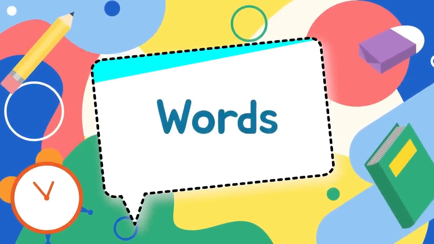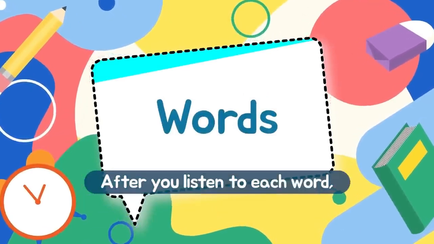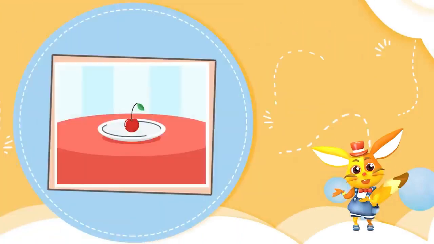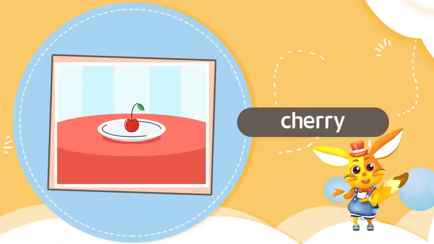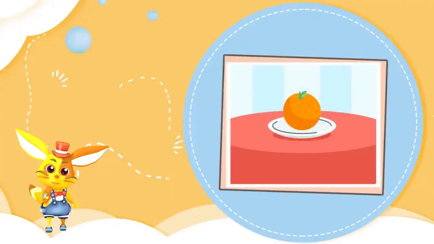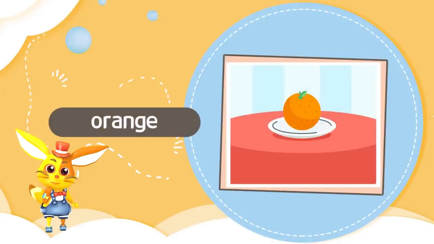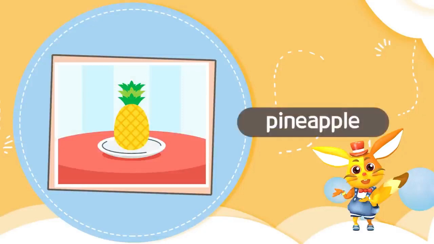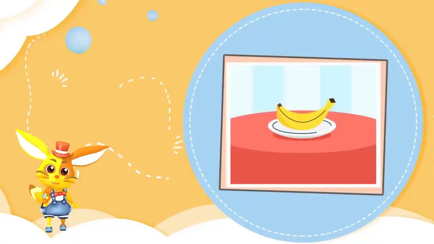Words. After you listen to each word, say the word. Cherry, orange, pineapple, banana.